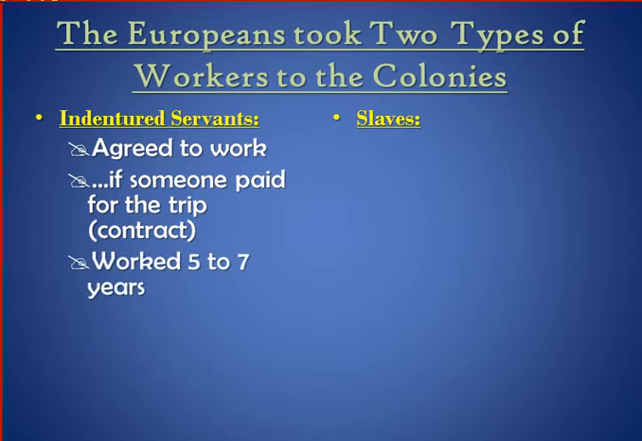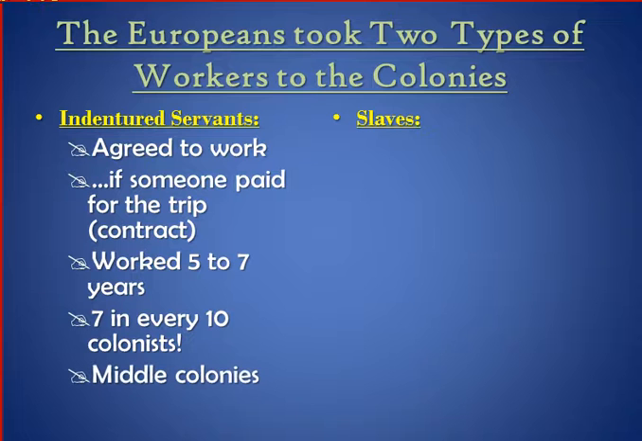And the average time that they would work is 5 to 7 years, could be less, could be more, depending upon the contract. 7 out of every 10 colonists were indentured servants. So most of the colonists were indentured servants. And they were very heavily used in the middle colonies where there was a growing need for labor.